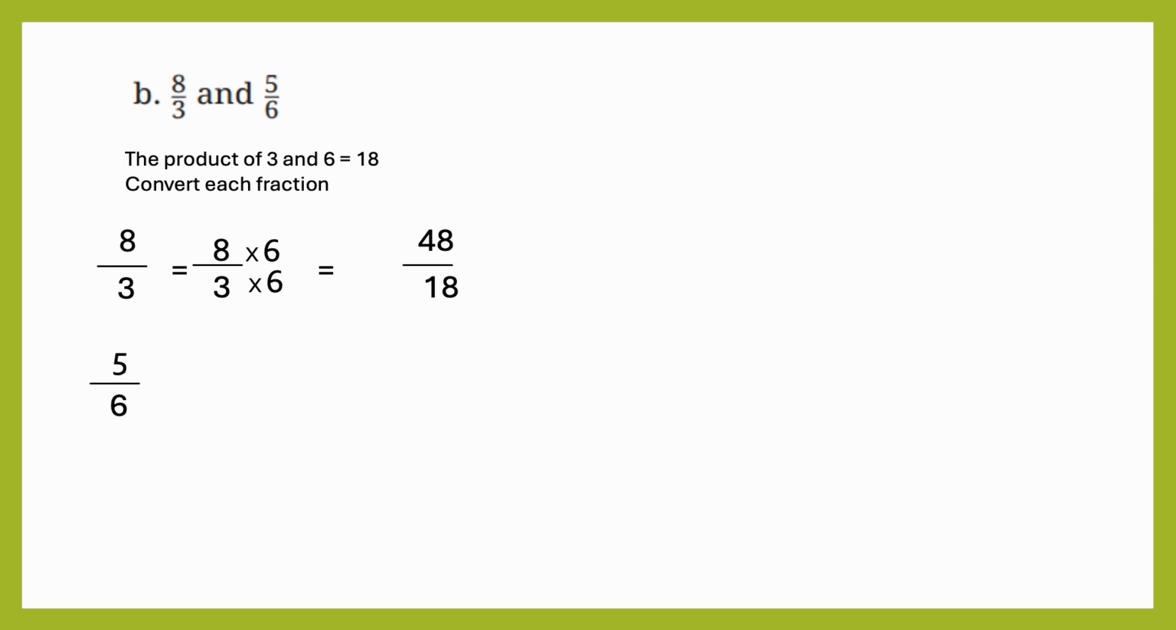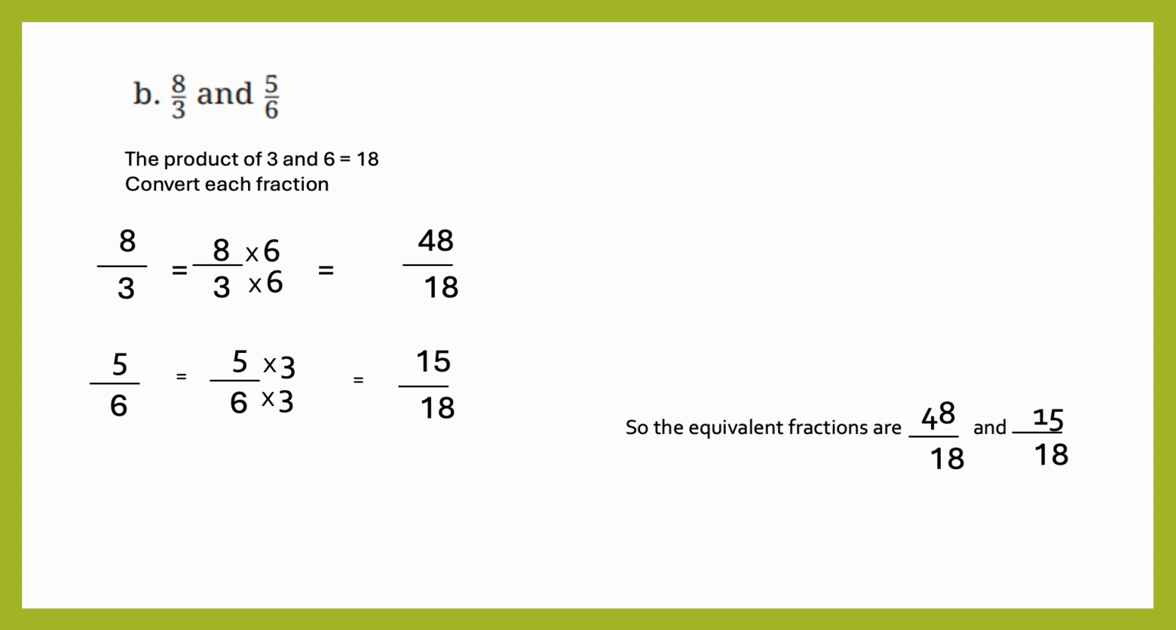Similarly, we have to convert the fraction 5 by 6. We have to convert this fraction into an equivalent fraction such that the denominator is 18. So, multiply both numerator and denominator by 3. 5 into 3 is 15. 6 into 3 is 18. So, the equivalent fractions are 48 by 18 and 15 by 18.